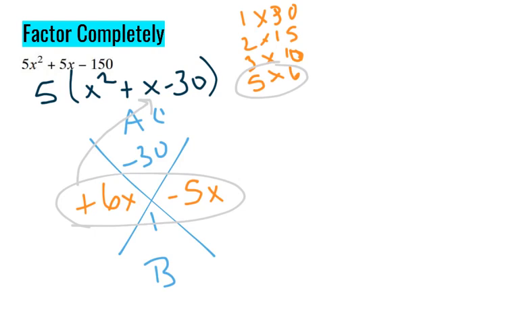So now we can rewrite our original expression, our original quadratic expression. Don't forget our 5. So we still have our 5, and then now we have x squared plus 6x minus 5x minus 30.